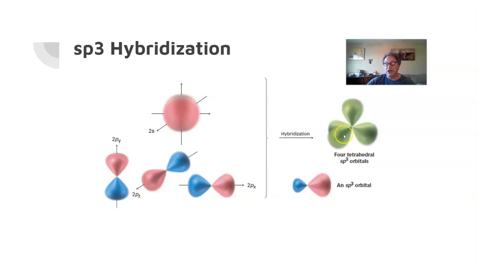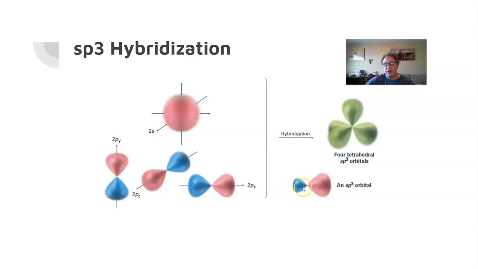So this is an additional way to understand the tetrahedral geometry of methane, other than VSEPR theory. And an sp3 orbital looks like this. It mostly looks like a p orbital. That's because 3 p orbitals are used to make it, but because a 2s orbital is also mixed in here, right?